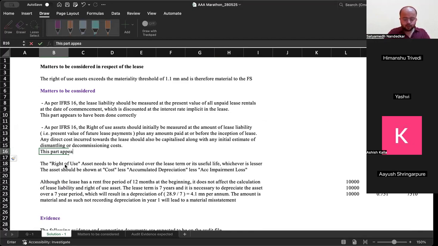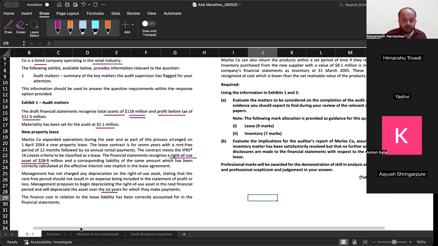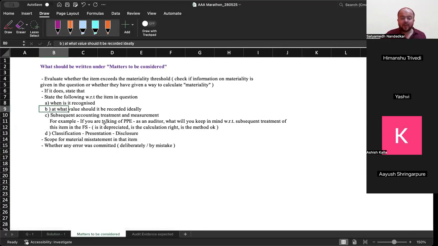This part appears to have been done correctly. ठीक है. So you spoke about the right of use asset, you spoke about the lease liability. ठीक है. Now the debt. Now let's talk about subsequently क्या होगा उसके केस में. This particular point. Subsequent accounting treatment and measurement.